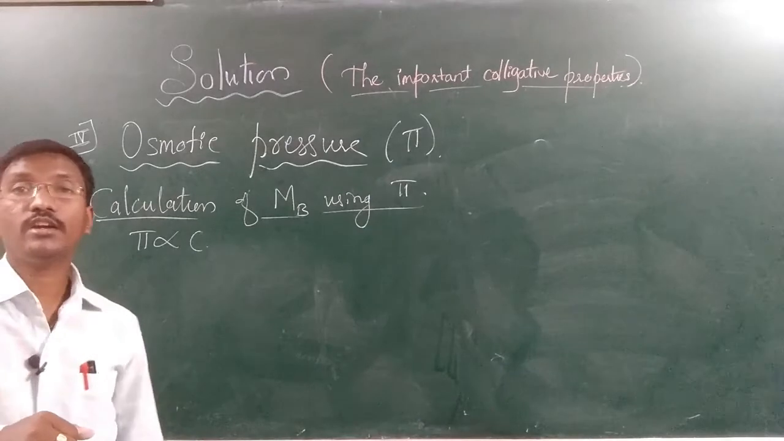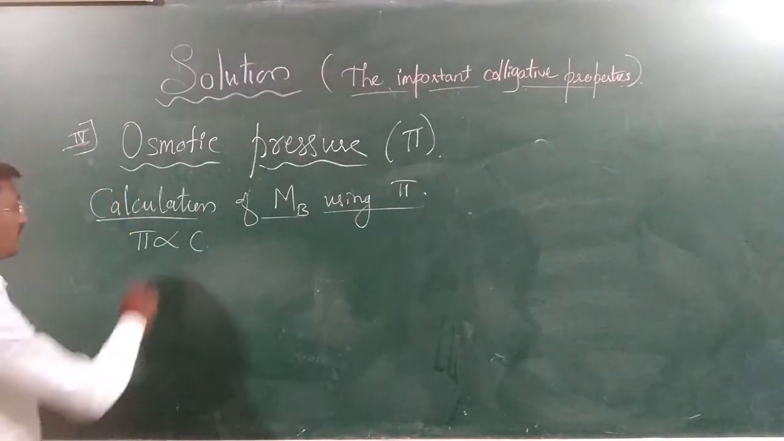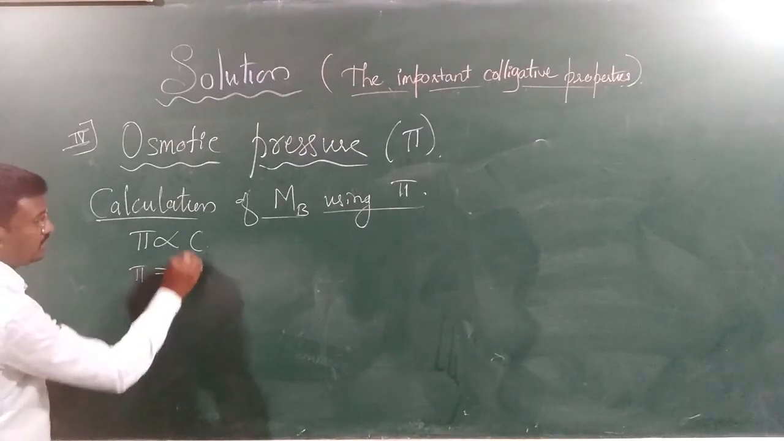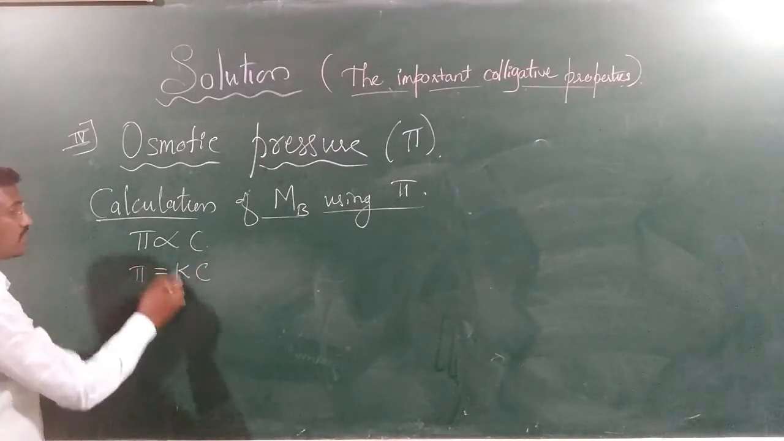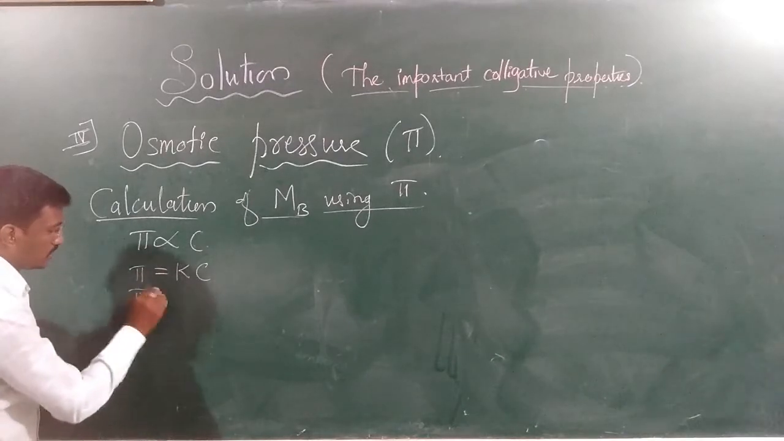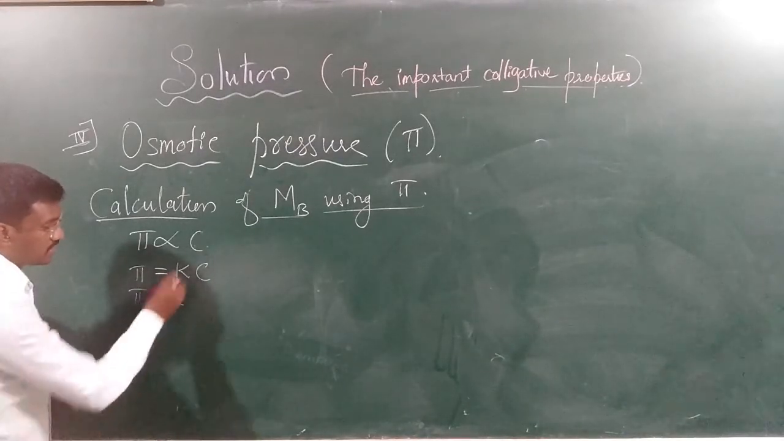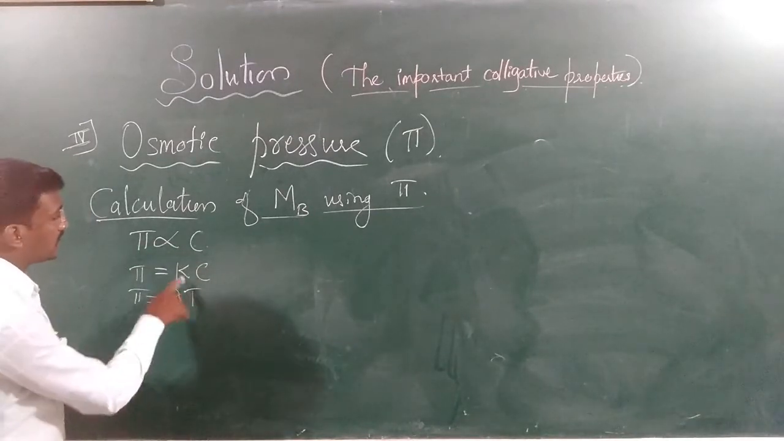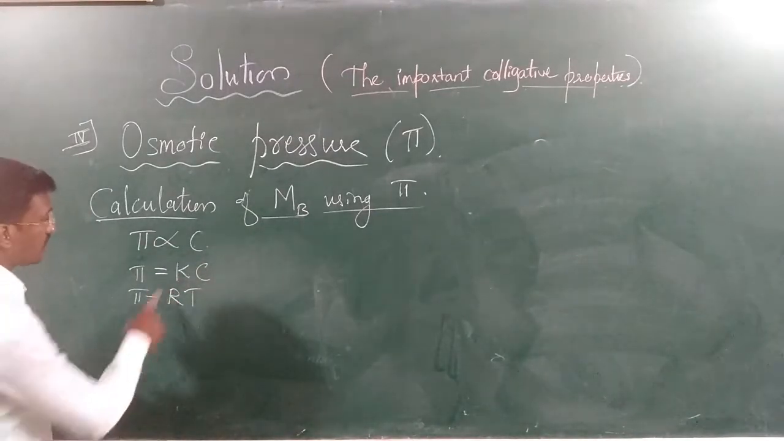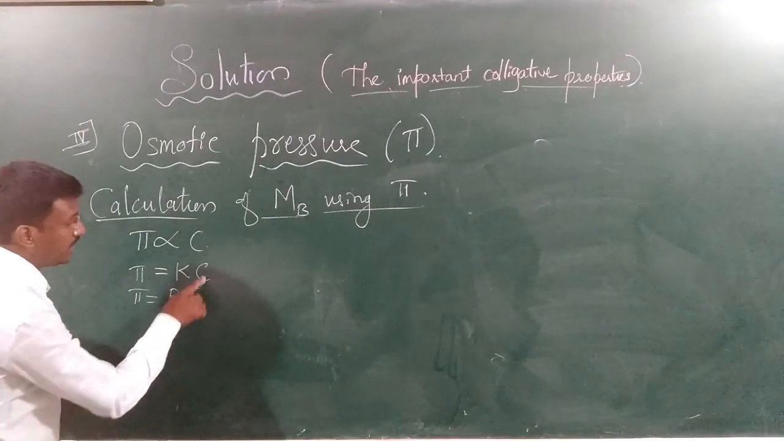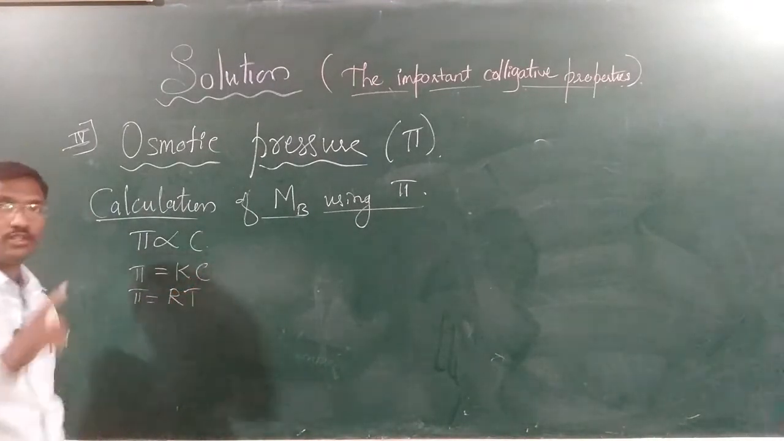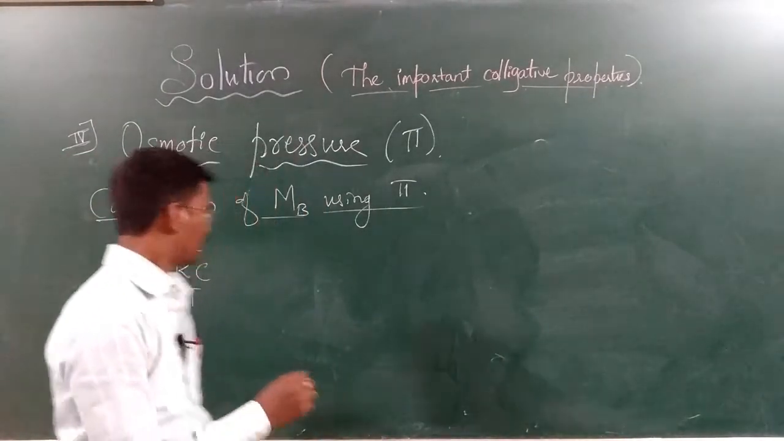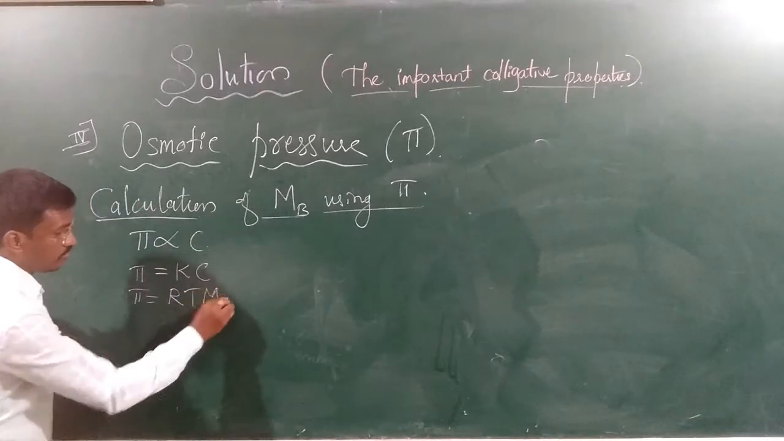C is nothing but concentration. But we can replace the proportionality by a constant, that is K. This constant depends on two terms: R is the gas constant, and T is temperature. Based on R and T, the constant can be written easily. For that reason, I am replacing K with R and T. And C is the concentration of the solution, which can be represented by M, because M is molarity.